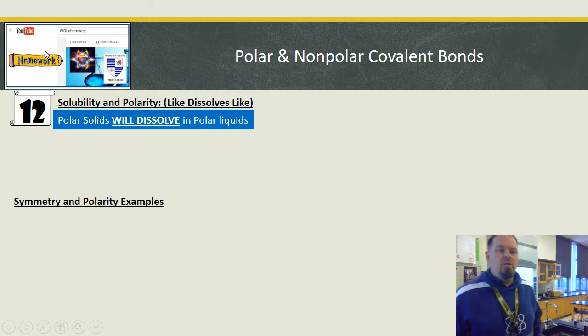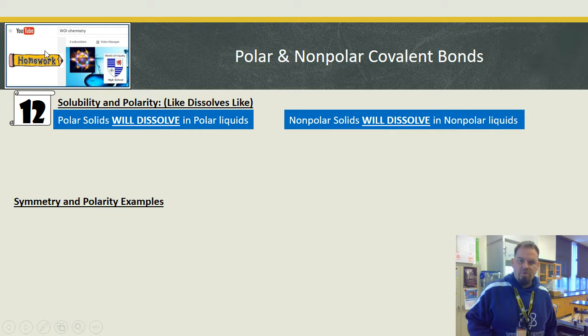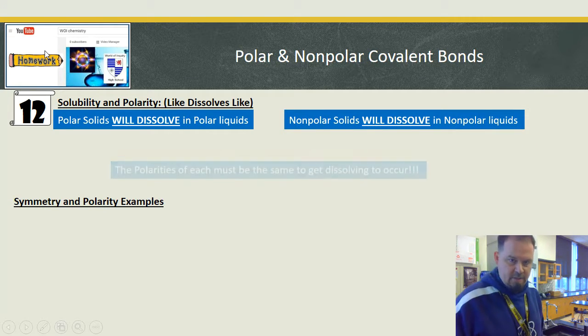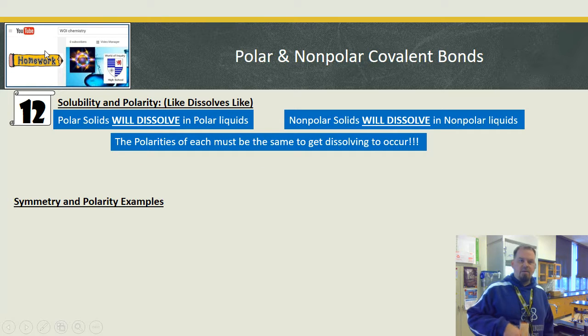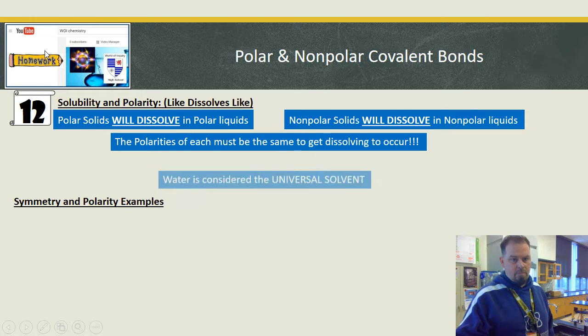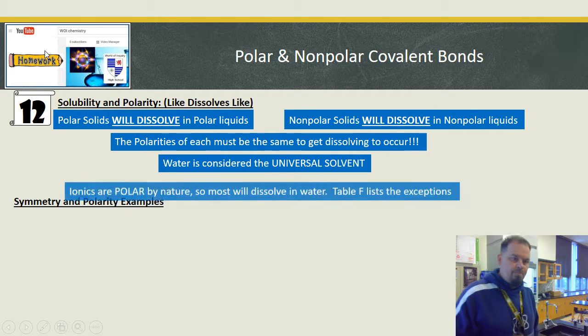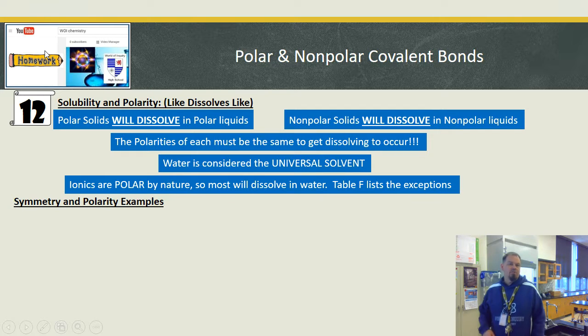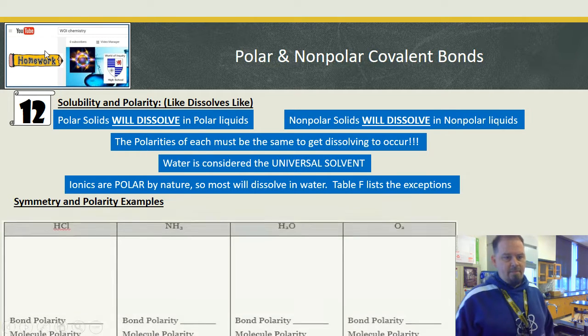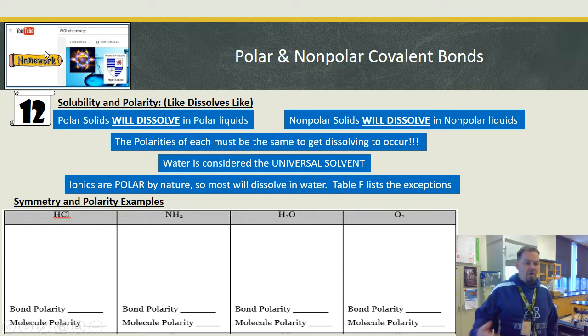Reiterating this, like dissolves like. Polar solids will dissolve in polar liquids. Nonpolar solids will dissolve in nonpolar liquids. That's the like dissolves like that we will bring back when we get into solutions. The polarity of each must be the same, or the dissolving will not occur. Water is considered the universal solvent. This is the second time we've heard that. And ionics are polar by nature, so most of them will dissolve in water. We're going to learn in solutions to use Table F to figure out which ones will and which ones won't dissolve in water.